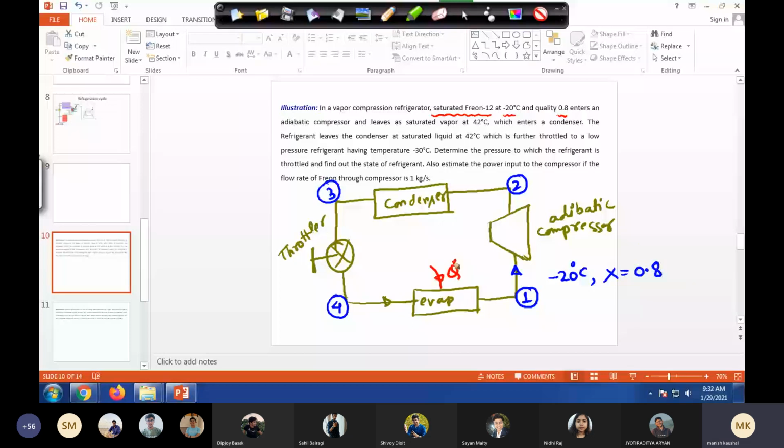Food items. Since you are extracting the heat, the quality will increase. So you have some quality, let's say 0.8. Then this mixture enters the adiabatic compressor. And what do we do in the compressor? Yes, we do extra work. If you remember the concept of a compressor, we do work from outside.